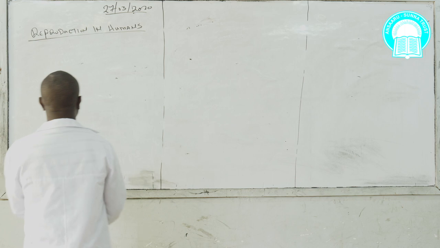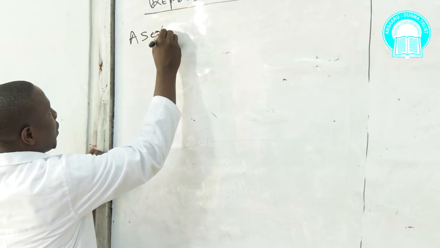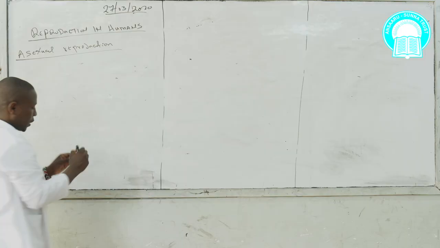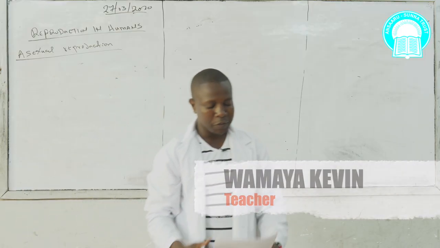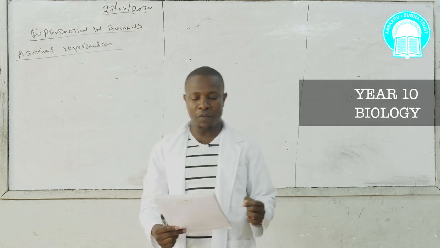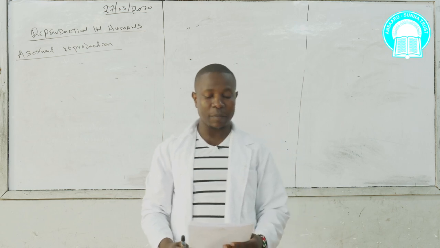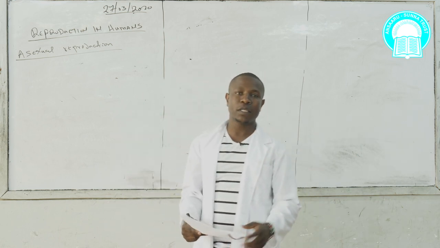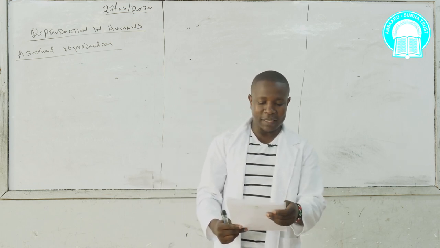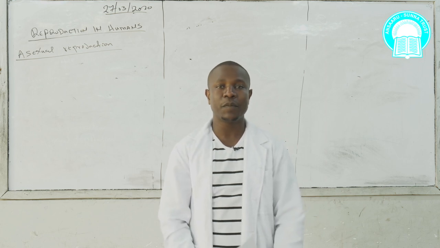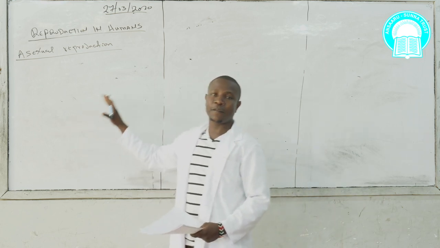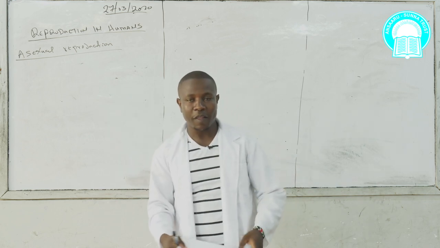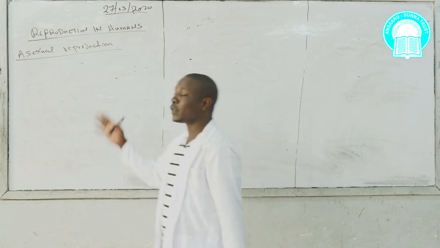So we go straight away to asexual reproduction. In asexual reproduction, we are being told individuals produced asexually from the same adult organism are called clones. Individuals that are produced asexually from the adult parents are called clones. They have exactly the same genes. That means that the genes found on the parent are the genes found on the offspring. For example, with one parent that gave out two offspring, the genes in these two kids are the same genes found in the parent cells.